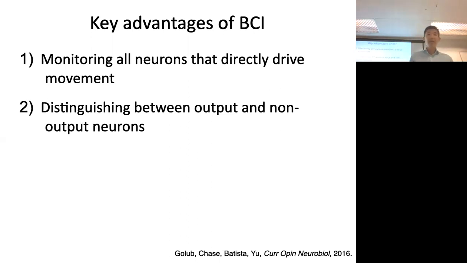Secondly, we can distinguish between output and non-output neurons. This is relevant to questions relating to, say, interactions between brain areas, where only a fraction of the neurons in any given brain area project to other areas. You can imagine setting up a BCI where you record from, say, 100 neurons, you use 50 of the neurons to drive movement, but then you watch or record the activity of the other 50 neurons passively to see how they change their activity.